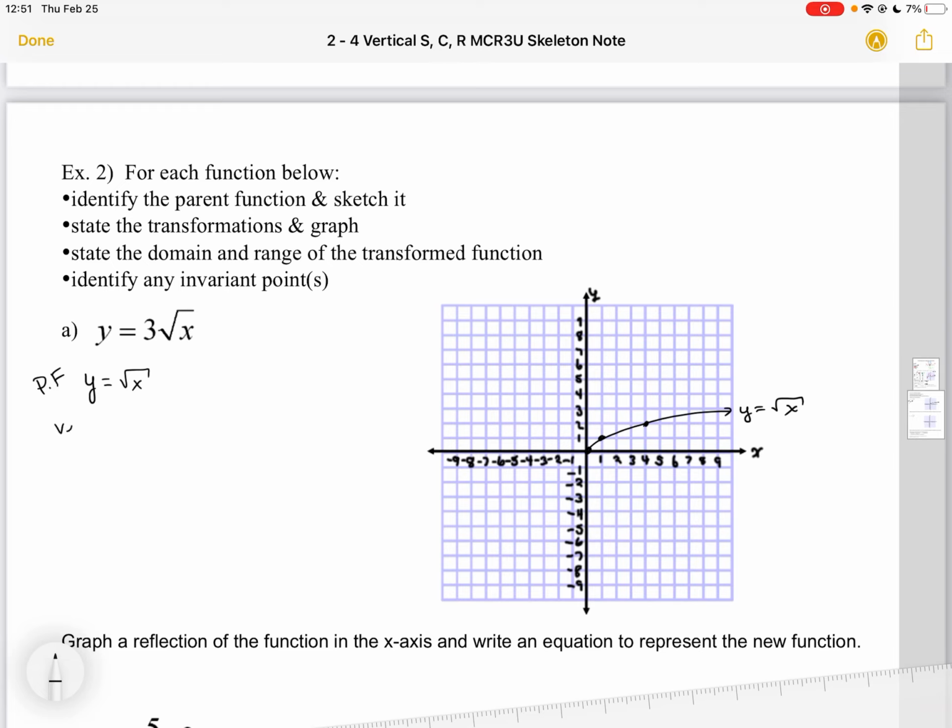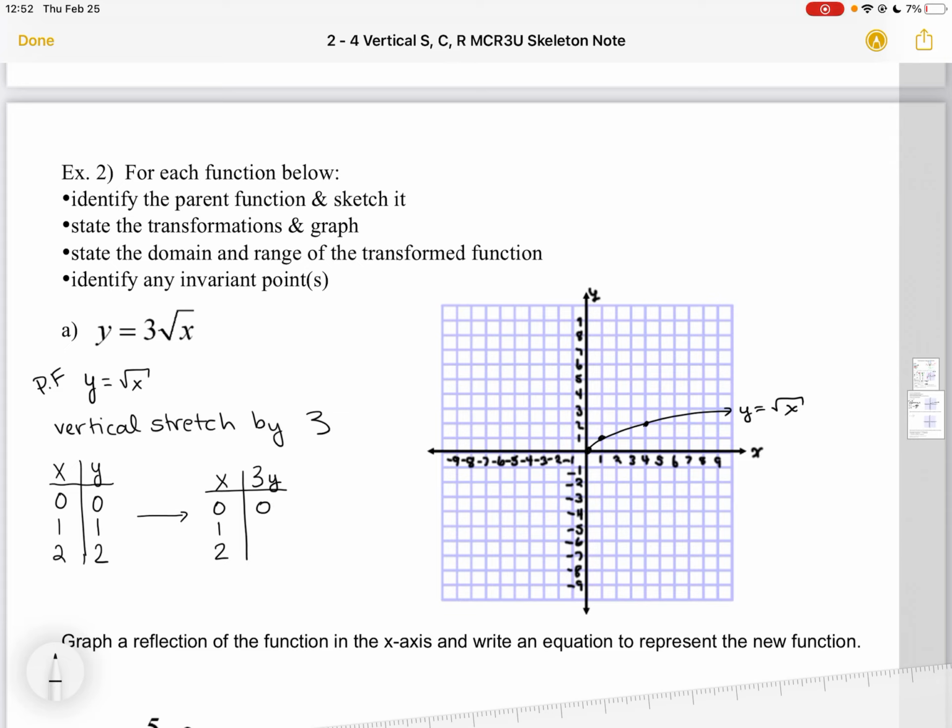Now the transformation happening here is a vertical stretch by 3, because I'm multiplying by a whole number. And then I'm going to graph that. The points that I chose for my original function were (0, 0), (1, 1), (4, 2), and my y was 0, 1, 2. This is applying to my y coordinates. So when I apply that transformation, I'm really just multiplying all of my y coordinates by 3.